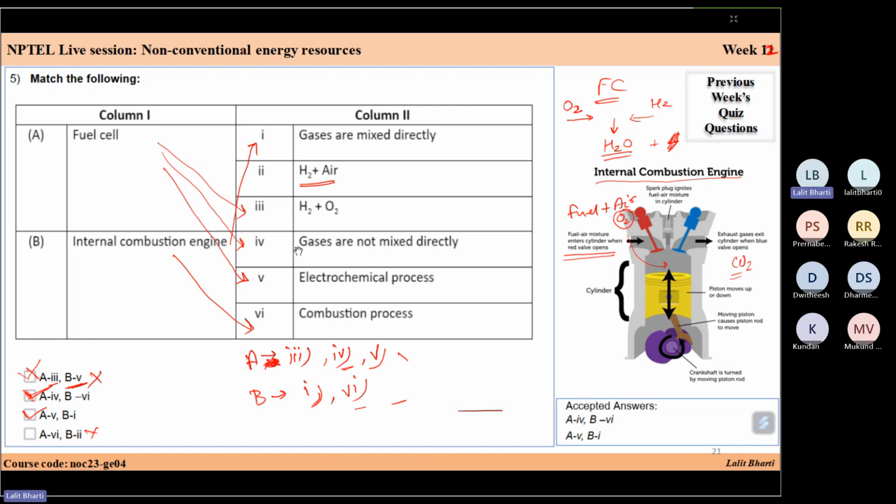Then gases are not mixed directly. This is from the fuel cell, because one gas will go to the anode and one gas will go to the cathode. They will mix directly in the case of an internal combustion engine. Then the electrochemical process is also from the fuel cell, because the internal combustion engine is a combustion process, but the fuel cell is an electrochemical process. Then what option do we have? Gases are mixed directly, so that is the internal combustion engine. So the second and third combinations are correct. The rest, options 1 and 4, are incorrect.